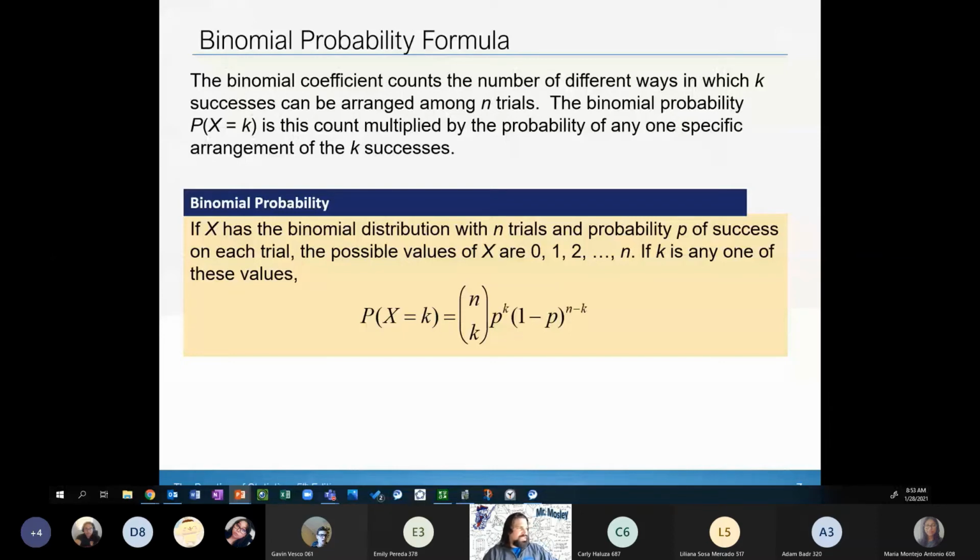If x has a binomial distribution with n trials and probability p of success on each trial, the possible values of x are 0, 1, 2, up through n. If k is any one of these values, then we get the formula. Probability of x equaling k is equal to n choose k times probability of success to the power of k successes times the probability of failure to the power of number of failures.